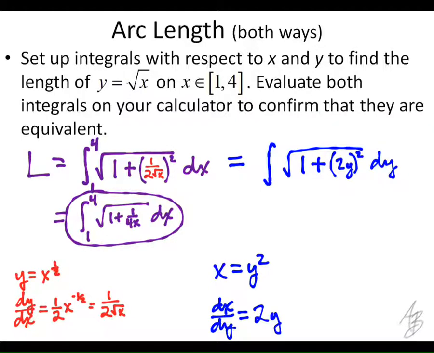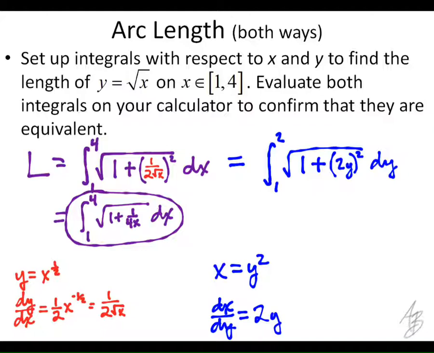So when x goes from 1 to 4, what is y doing? Yes. So when x is 1, y is 1. But when x is 4, y is going to be 2. And we get that just by plugging the x values in here. So this integral right here is going to give us the length of the curve, the square root curve from 1 to 4 along the x-axis, but with respect to y.